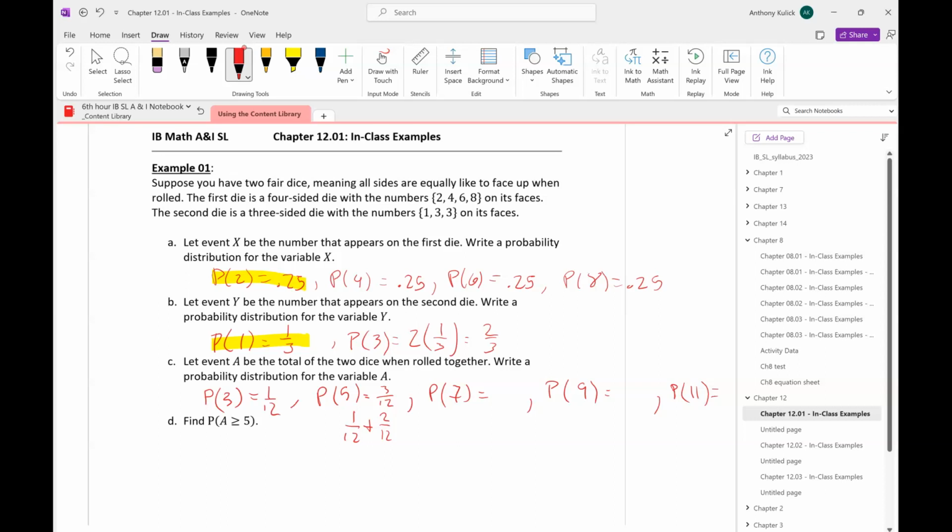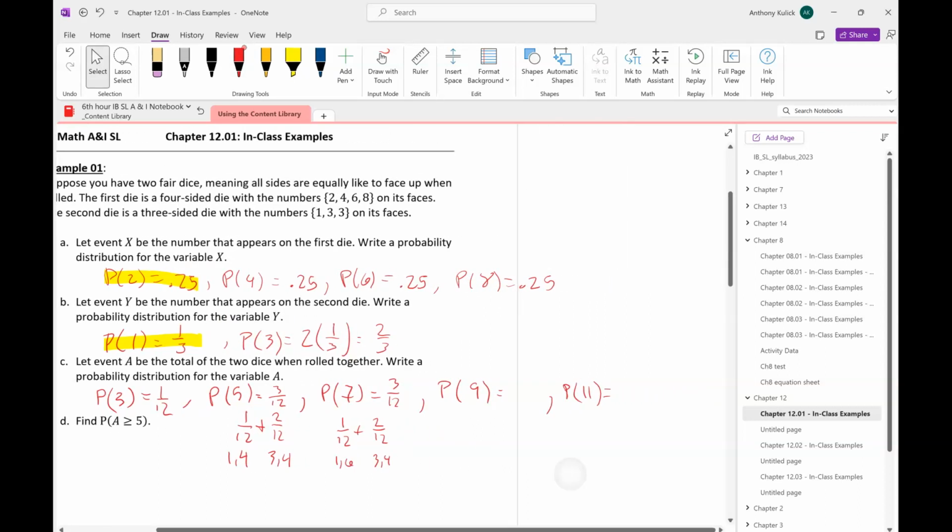Okay. How about 7? So 1/12 again with the 1 and 6. Okay, for 1 and 6, good. Plus 4 and 3, so that's 2/12s again. I guess we could write this underneath that, huh? And then this was 1 and 6, and this was 3 and 4.